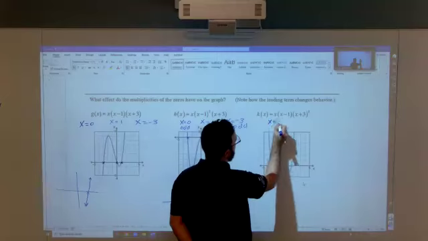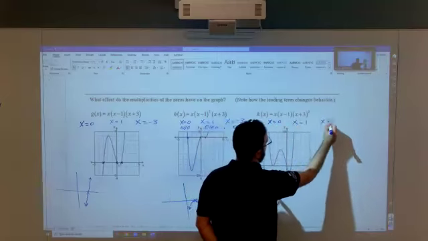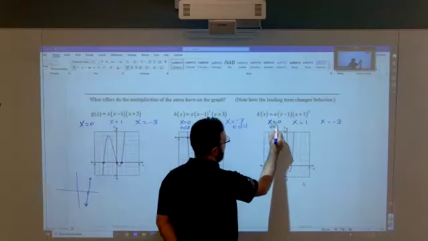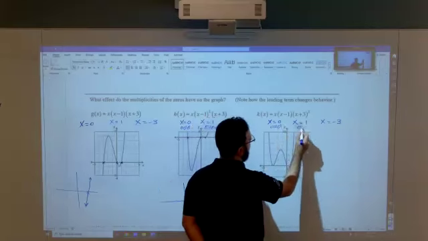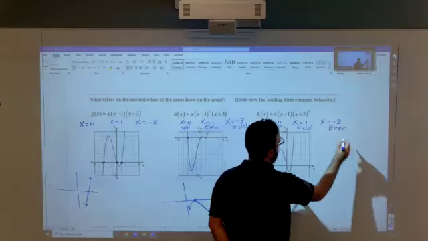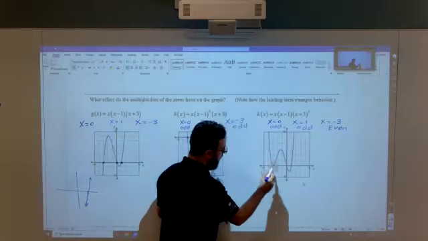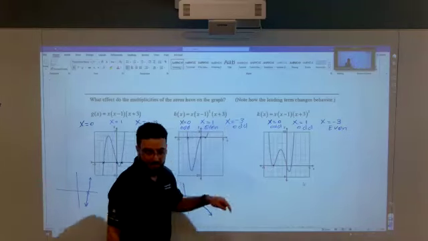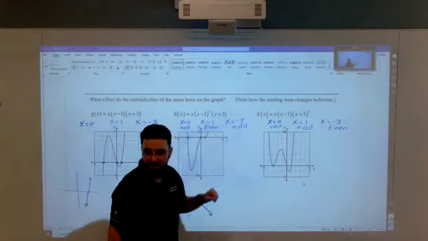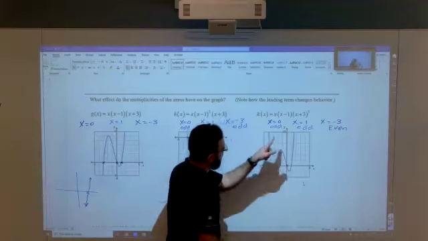The first zero, x equals 0, and x equals -3. This one is odd, this one is odd, and this one is x equals -3. Check what happened to the graph. The graph touches the point and goes up again. Is that okay?